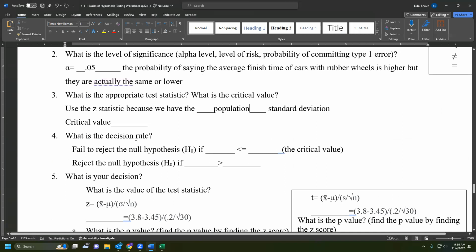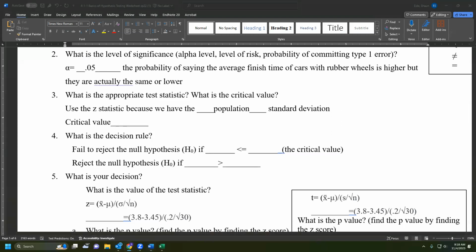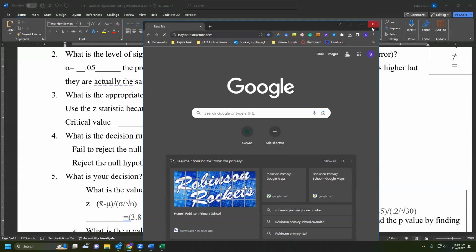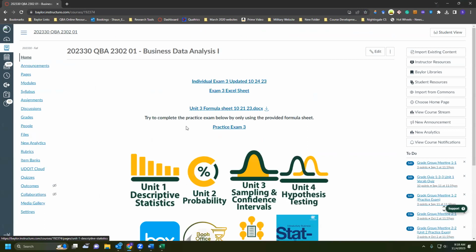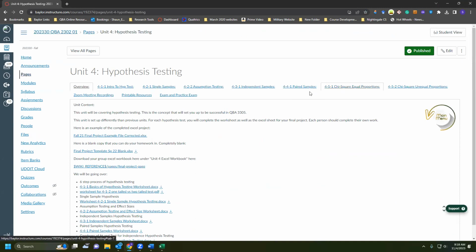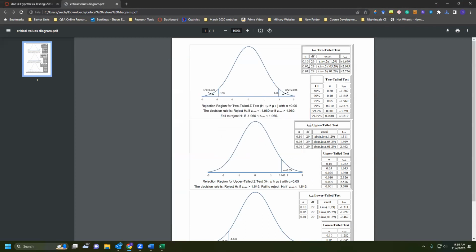The critical value, we're going to pull up something and I'm going to share my screen. Let's go here. I want you guys to download something. We're going to go to Unit 4. We're going to go to printable resources and it says critical values diagram. And I actually just updated this, so I'm pretty stoked about this. It has a critical values diagram for t-scores and z-scores.